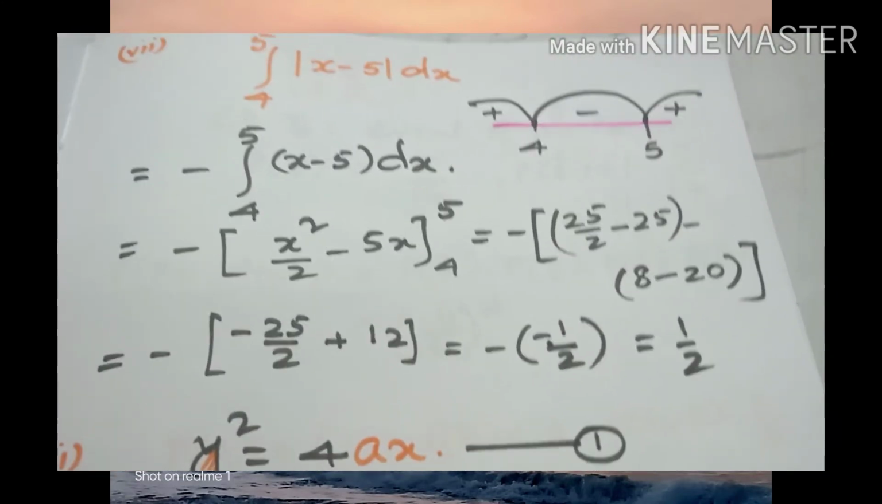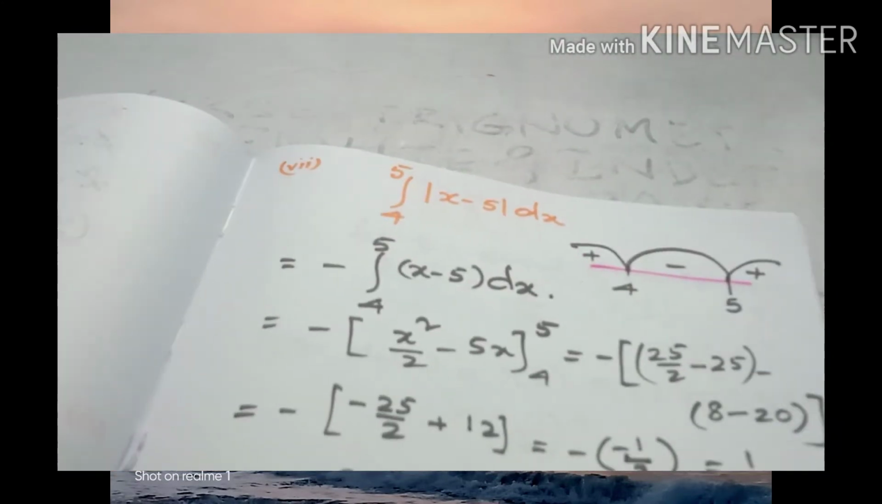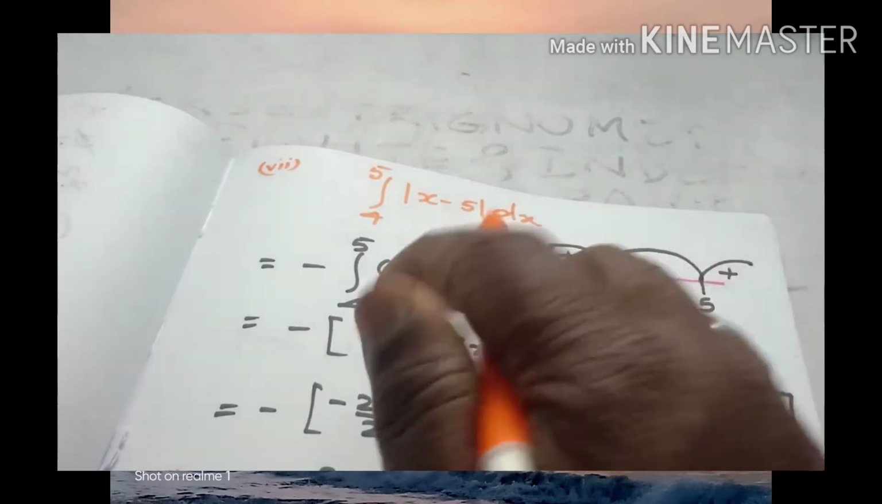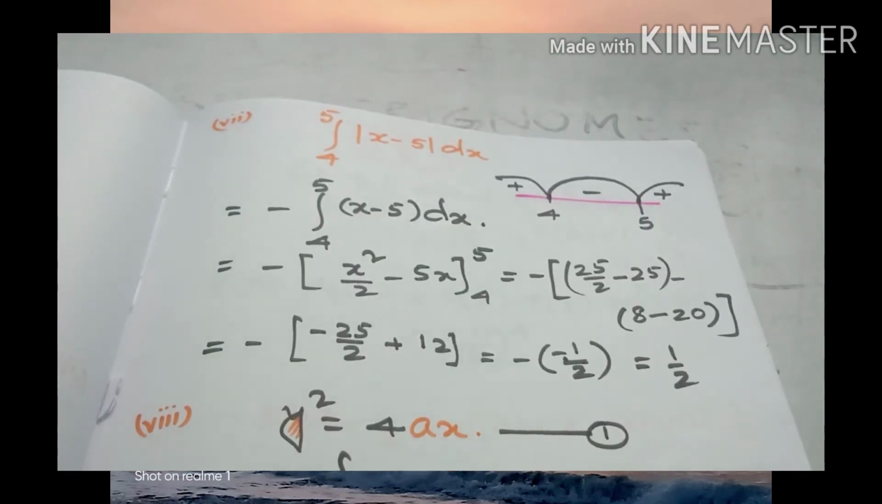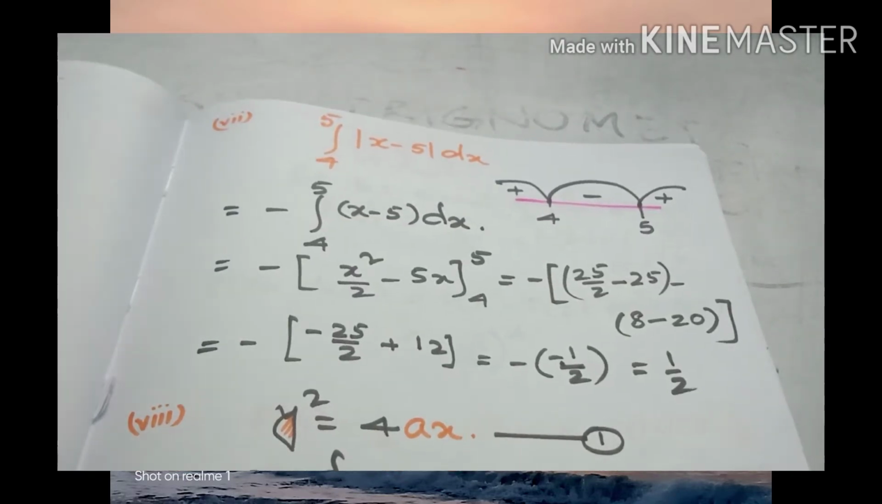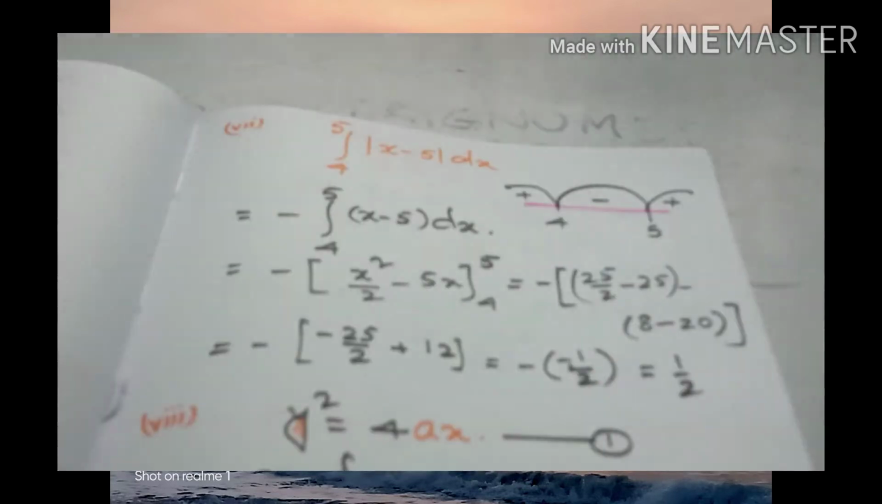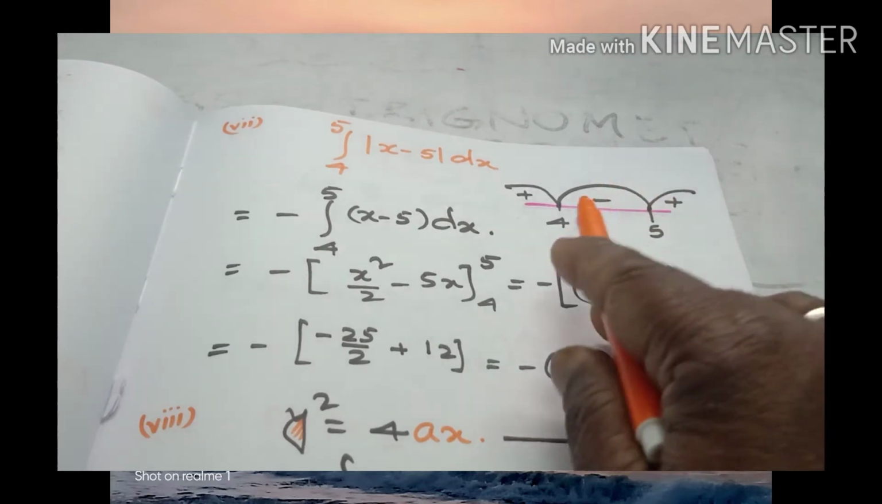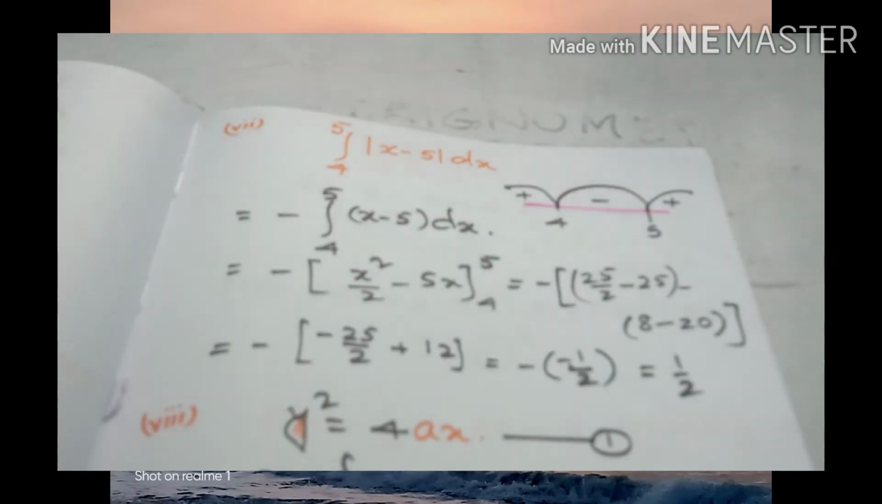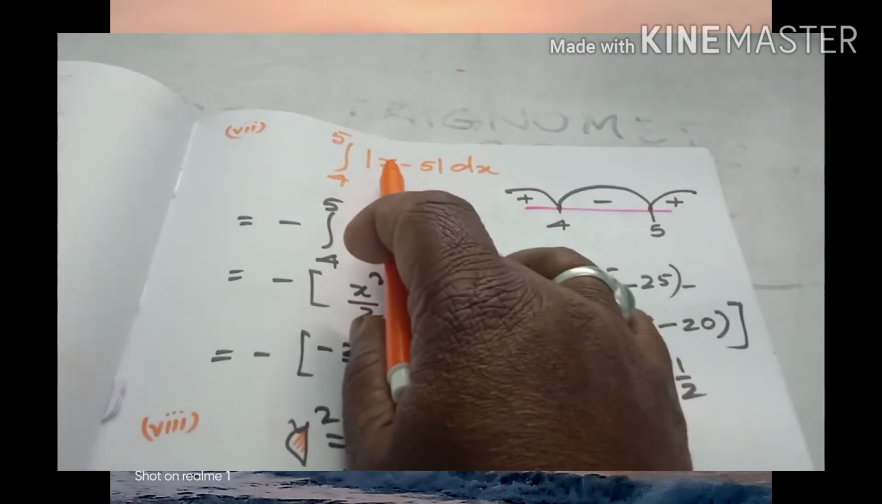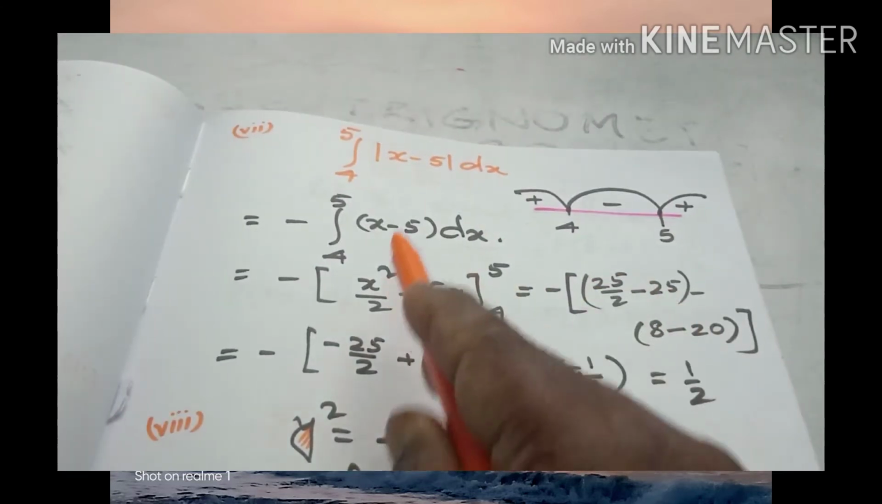The seventh question is a question of definite integral. We have to integrate the modulus function, mod of x minus 5, within the interval 4 to 5. We know within the interval 4 to 5 this function becomes negative. So we'll remove the modulus, put a negative sign, and integrate here.